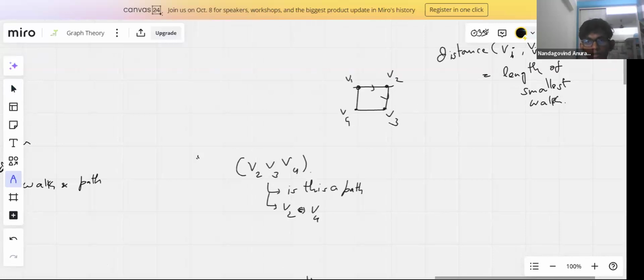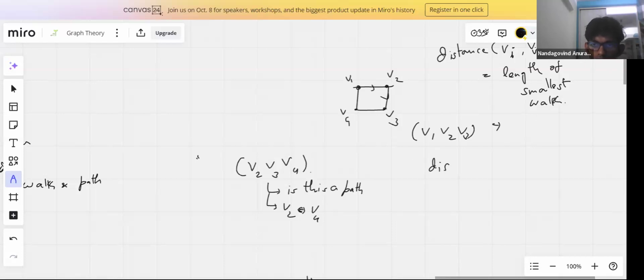So, for example, distance between V1 and V3 is 2. Distance from V1 to V2 is 1. This is because there's a one length walk connecting V1 and V2, which is just V1, V2. And from V1 to V3, there's no one length walk, because that would be V1, V3, but that is not a walk since V1 and V3 are not adjacent. There's a two length walk, which is V1, V2, V3. So this is distance.